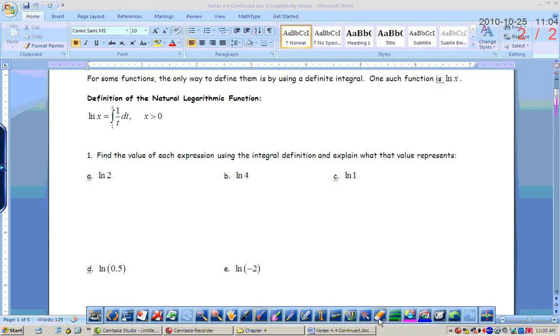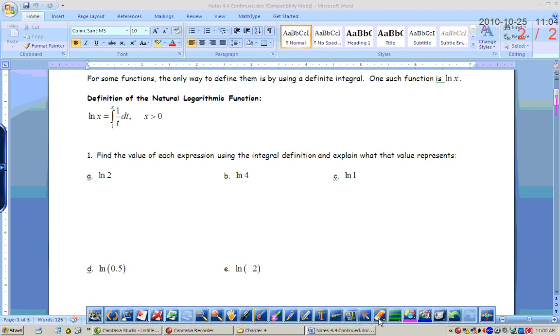Okay, I really like today's lesson because it explains something that you learned in Algebra 2 that we just kind of said, this is what this is, but it takes calculus to actually explain it. And that is, for some functions, the only way to define them is by using a definite integral. So a definite integral is an integral where you have the limits of integration on the top and the bottom. One such function is the natural log of x.